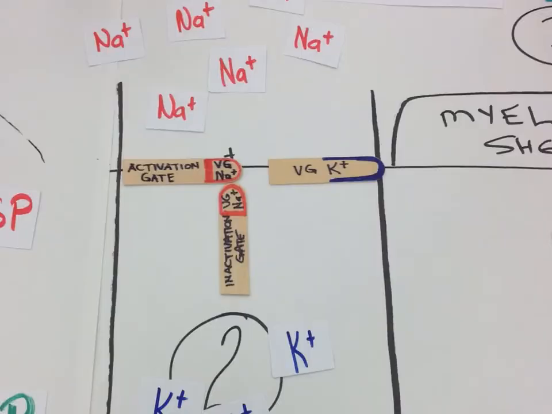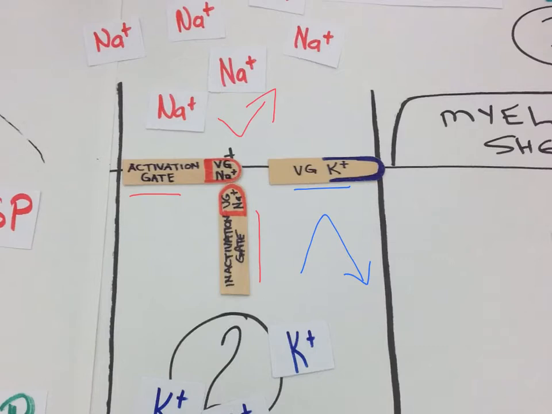Taking a closer look at the voltage-gated sodium channel, you'll note that there are two gates: an activation gate and an inactivation gate. At rest, the activation gate is closed and the inactivation gate is open. But as long as one of these gates is closed, sodium is not going to be able to move down its gradient into the cell. Note at rest that the voltage-gated potassium channel is also closed, so potassium is not going to be allowed to move down its electrochemical gradient.